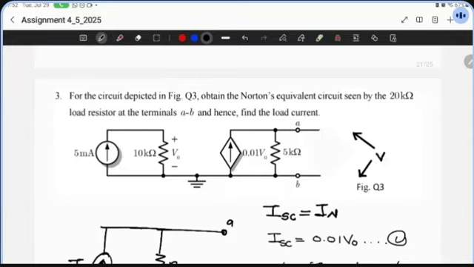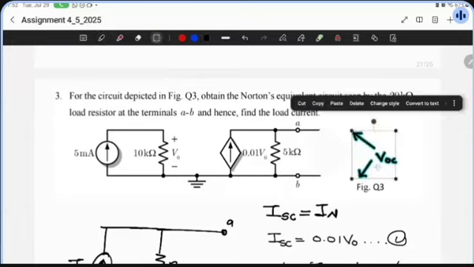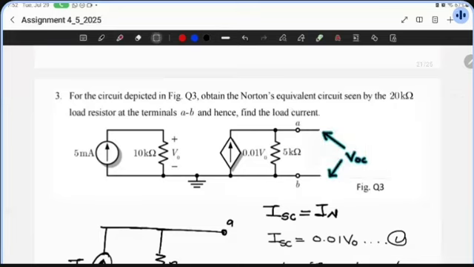Now you have to observe that the voltage we are looking for, the open circuit voltage, is actually the same as the voltage used by the 5 kilo ohm resistor. So if I can find what the 5 kilo ohm is using in this case, then I would have found my VOC. So we just need to know what the 5 kilo is using.